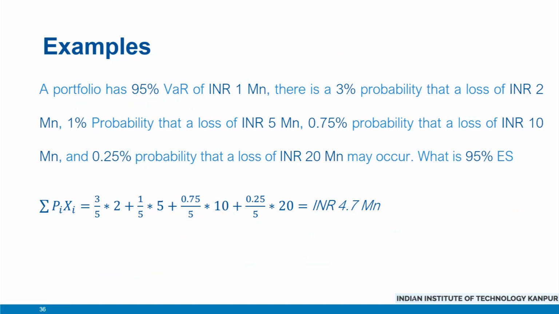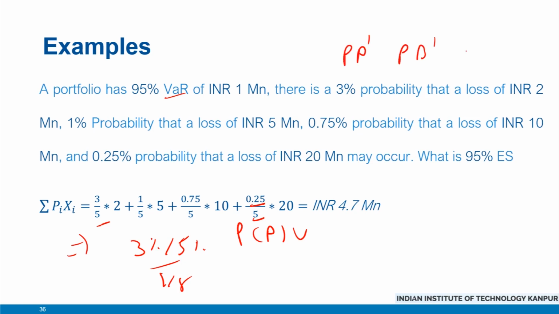So in order to standardize these probabilities, all I need to do is divide them by their summation. That means summation is 5%. So let's say 3%, I divide it by 5%. So I get probability of A conditional to VaR breached. Similarly, I divide 1 by 5, 0.25 by 5, and so on to get all the conditional probability given that VaR has breached.